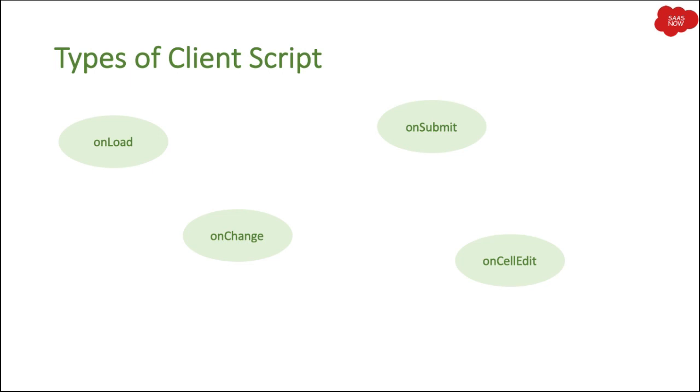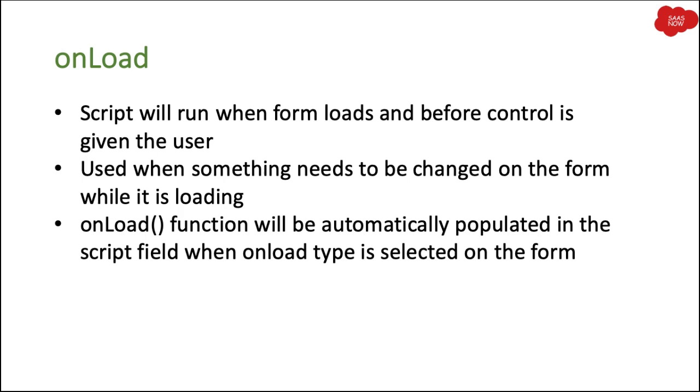Types of client script. As I mentioned earlier, there are four types of client scripts: OnLoad, OnChange, OnSubmit, OnCellEdit. Now, what are their functionalities? When exactly do you have to select OnLoad, OnChange, OnSubmit, and OnCellEdit? So let's take a look.